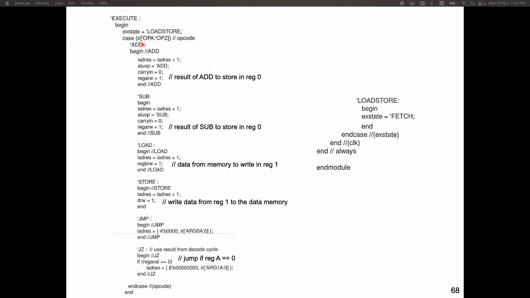Now we look at the instruction code. We have this case statement. If the instruction code is add, then we do this. Here, we set the ALU's operation code output to be add, and we increase the instruction address by 1. We increase the address by 1 to prepare for the next instruction.